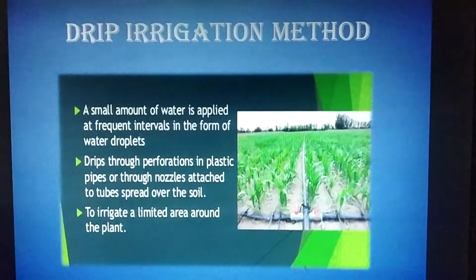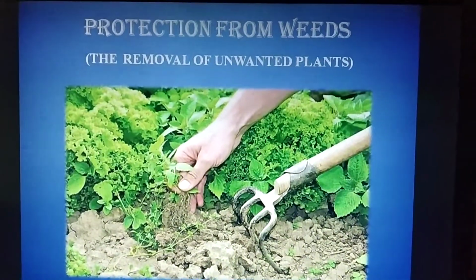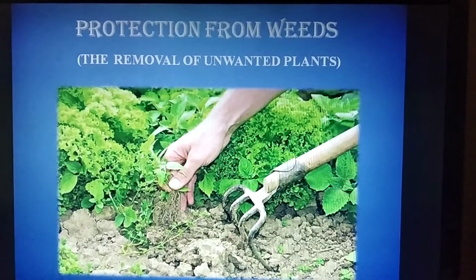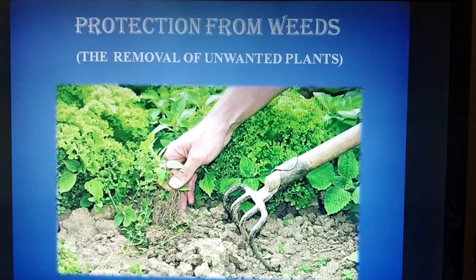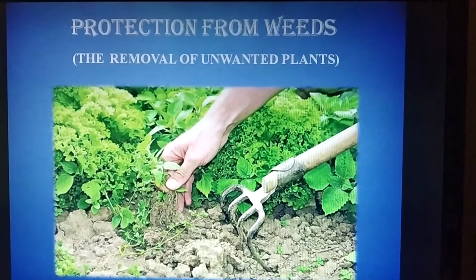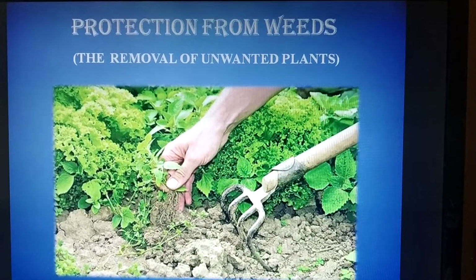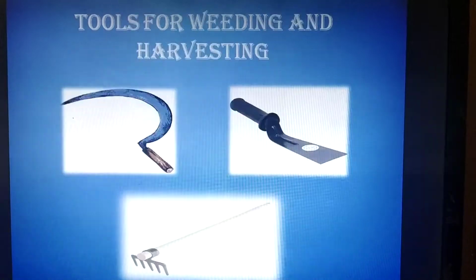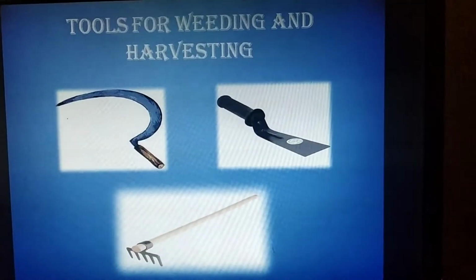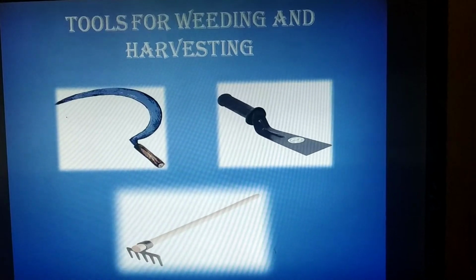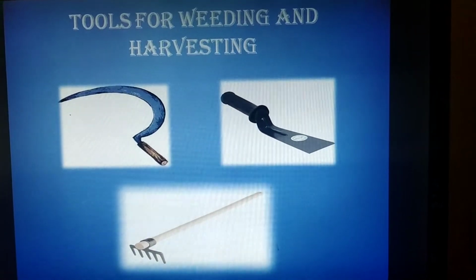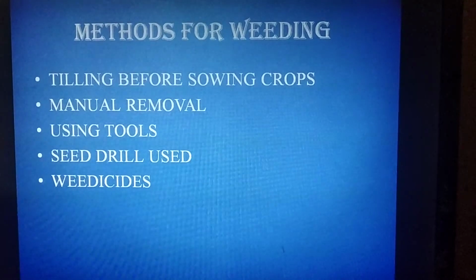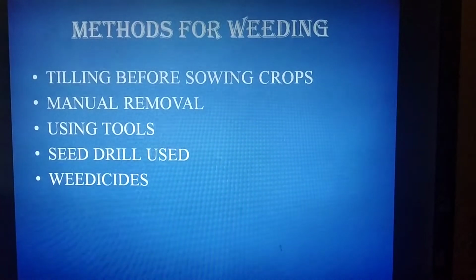The next topic is protection from weeds. Weeds are the unwanted plants, that is, harmful plants we can say. Their removal is very necessary. Various tools are also used for weeding, that is sickle, hoe, khurpi. Farmers also adopt many ways to remove weeds and control their growth.